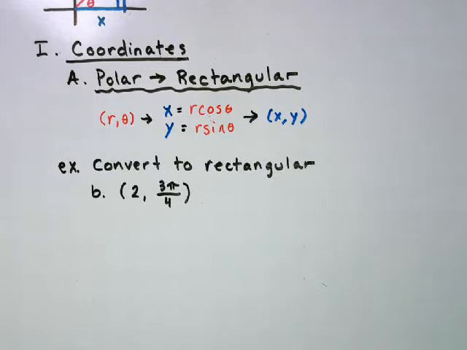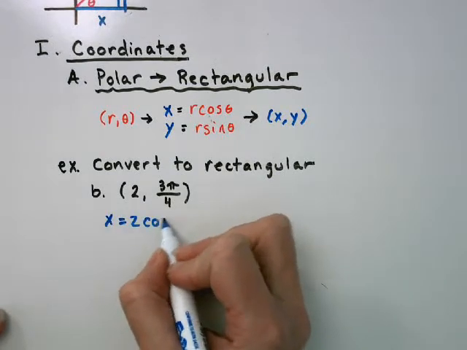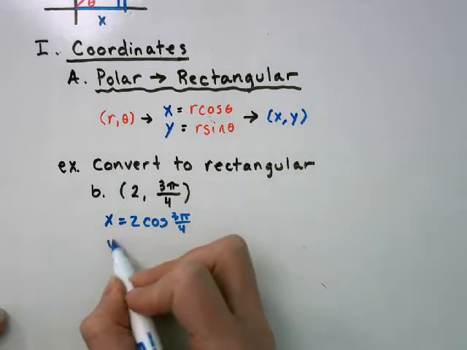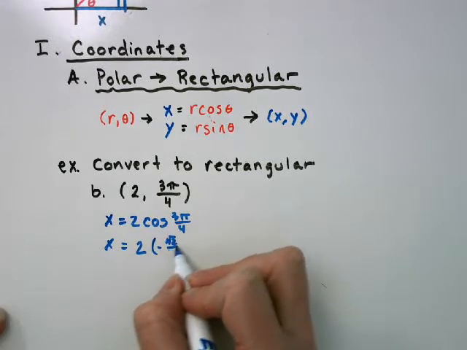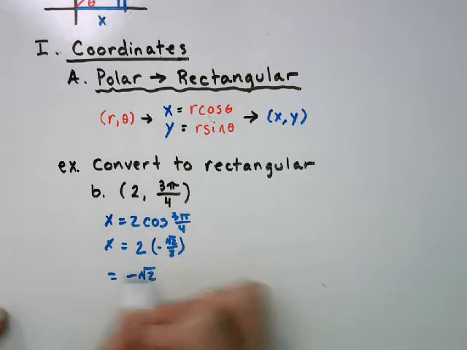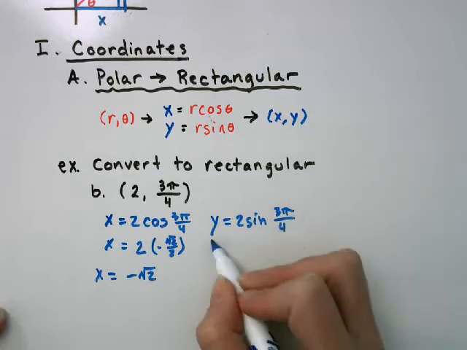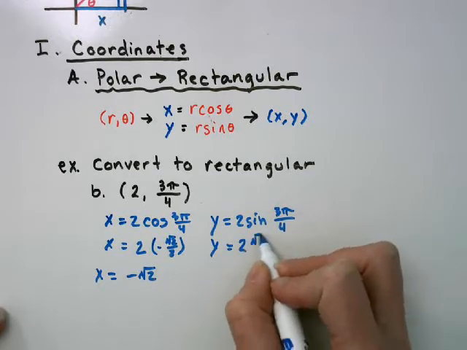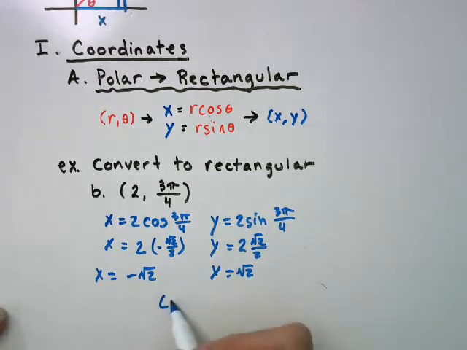Now I want you guys to try the point 2, 3 pi over 4. Okay, when you plug this in, my x is going to be 2 cosine 3 pi over 4. So we get 2 times a negative root 2 over 2, which is a negative root 2. Y is 2 sine 3 pi over 4. So that's going to be 2 times a positive root 2 over 2. So we get root 2, so this one is negative root 2, root 2.